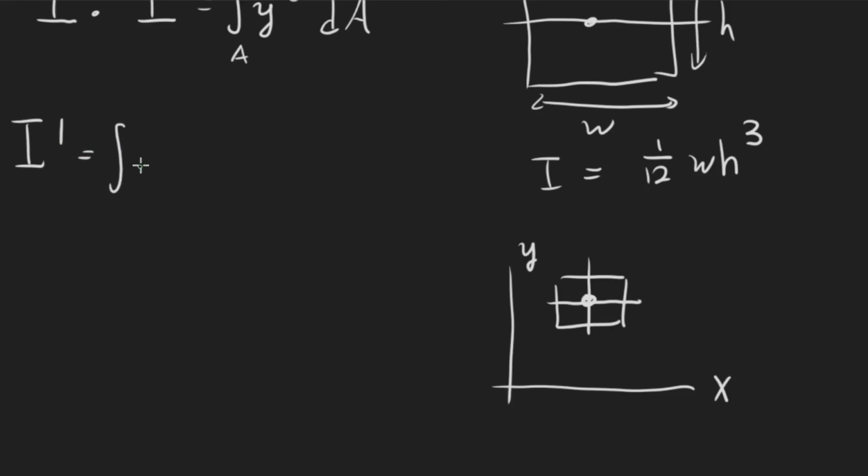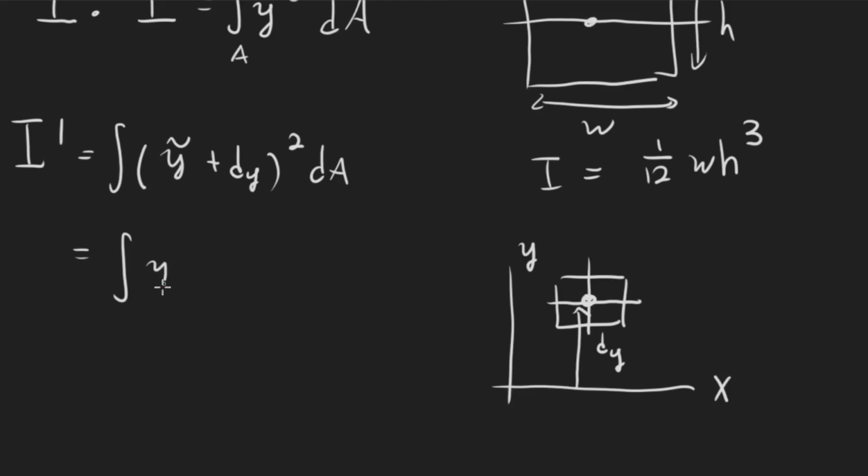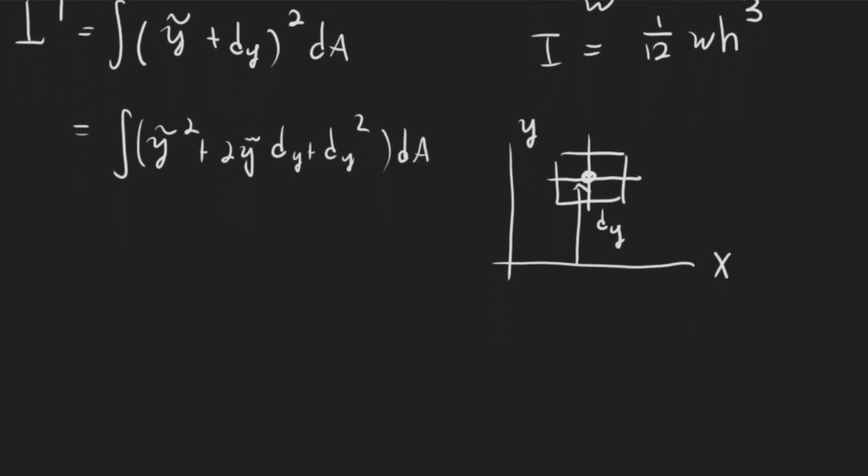This would have to equal the integral of, well, normally I would have my y tilde, which would be from the centroid, but I also need to take into account this distance. If I call the distance between the x-axis and this axis right here d sub y, I would add my d sub y, then take all of that and square it, and I'd have my dA. If I distribute this across, this gives me y tilde squared plus 2 y tilde d_y plus d_y squared, all of this dA, and now I'll have three terms that come out of this.